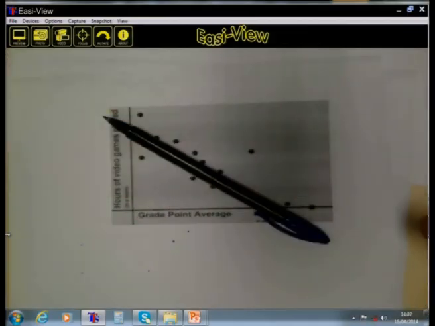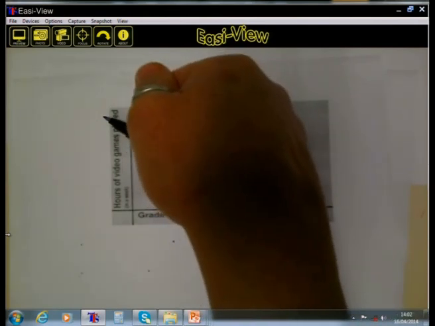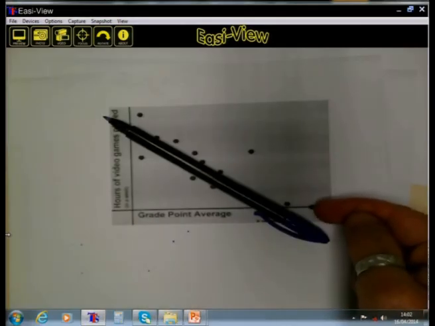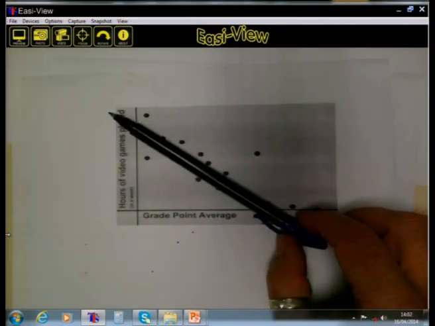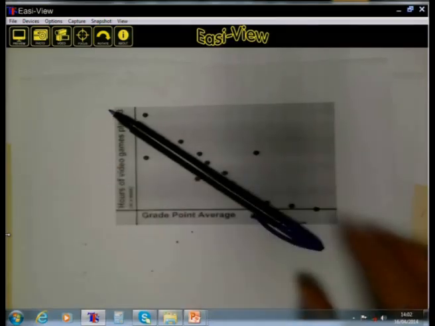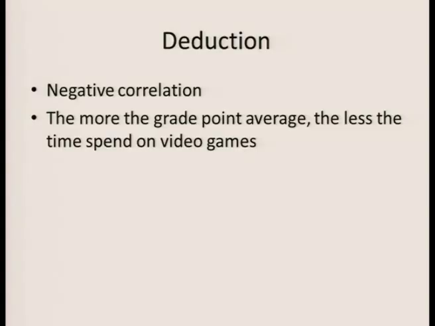Can you see? The line is going down towards this side. As the number of hours is high, it is low on the grade point average. If the grade point average is high, the hours spent playing video games is low. This is called a negative correlation. In this case, the correlation is not 100%, but there is a correlation because we can form more or less a straight line there.